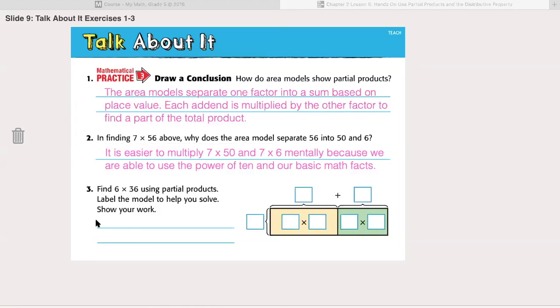Find 6 times 36 using partial products. Label the model to help you solve. Show your work. Okay, the first factor is 6. I'm going to separate the number 36 into the tens place, where there is currently a 3. So the value of that 3 is 30. And in the ones place, a 6. So for this box, I'm multiplying 6 times 30 and for this box, I am multiplying 6 times 6.